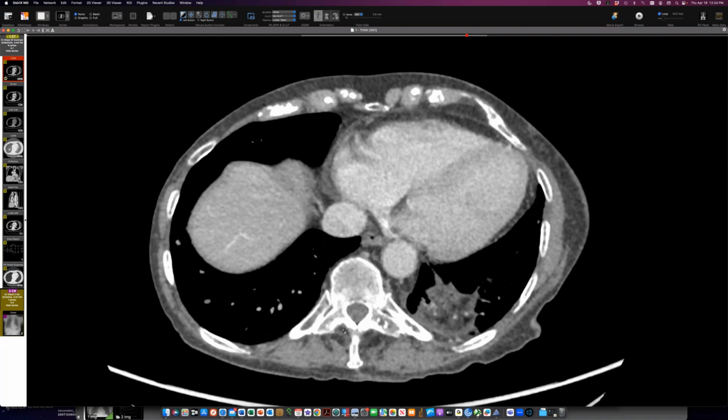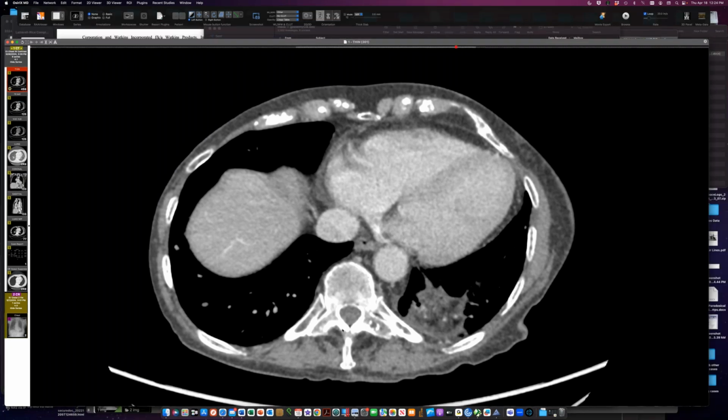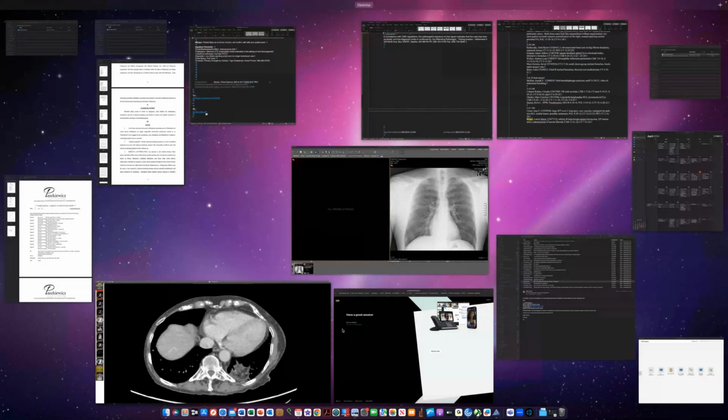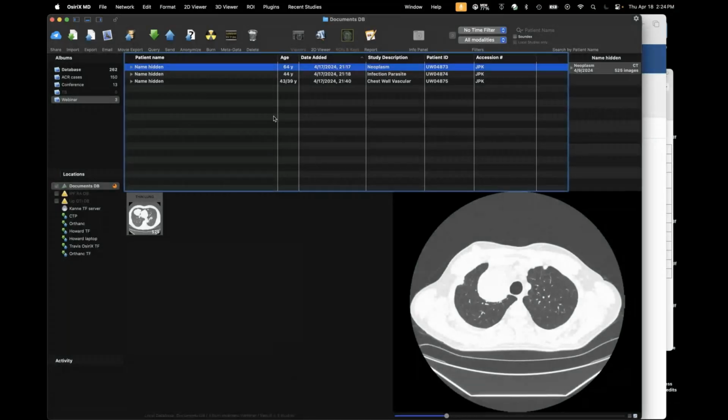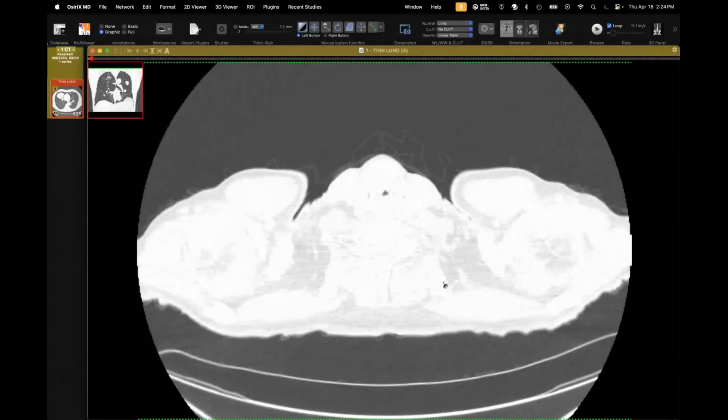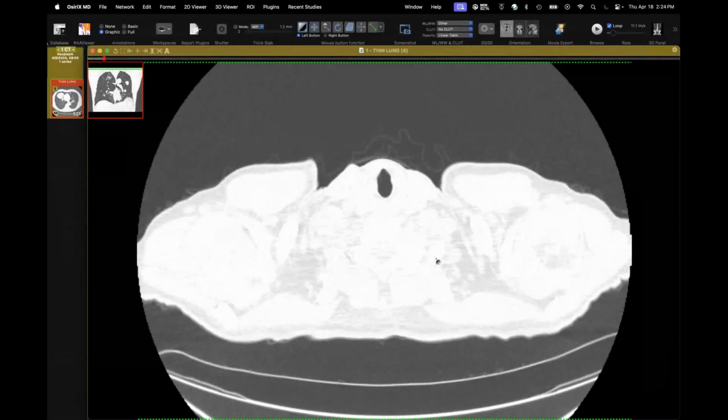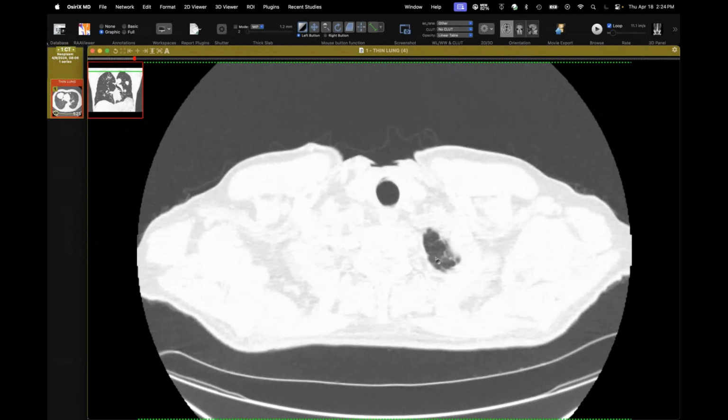Alrighty, so I've got 3 cases I can share here. Let's see, make presenter, share, I'll just share the screen. Alrighty, you should see a CT scan. And so this is a patient with a known cancer.